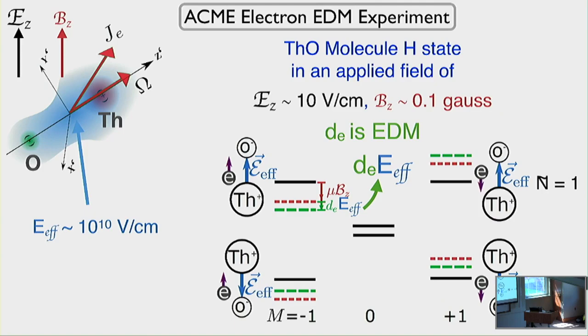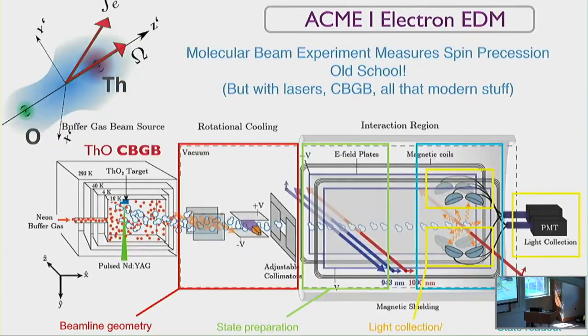You also do the traditional method for EDM experiments. You also switch the electric field back and forth, and you also switch the magnetic field back and forth. And so you have these 3 switches, and you do 8 combinations, and you can extract from that very accurately this electric dipole moment of the electron.